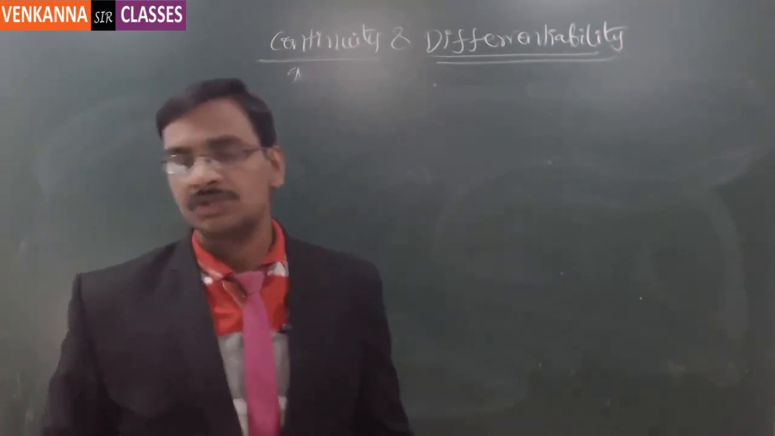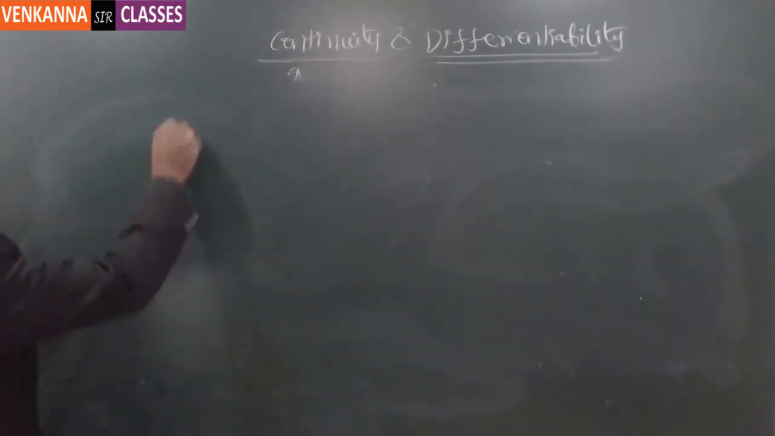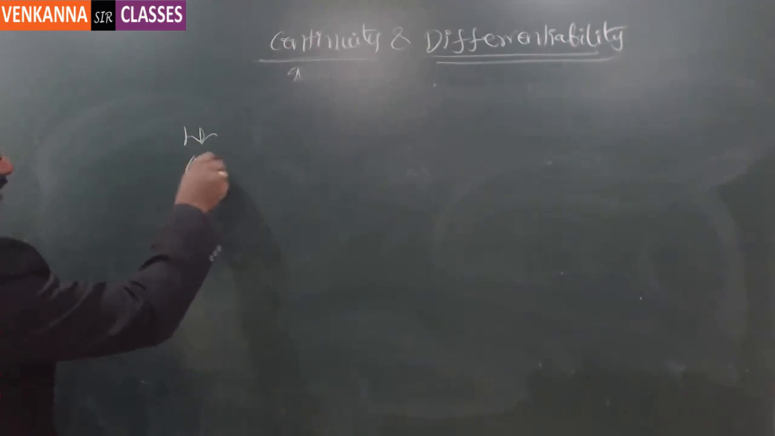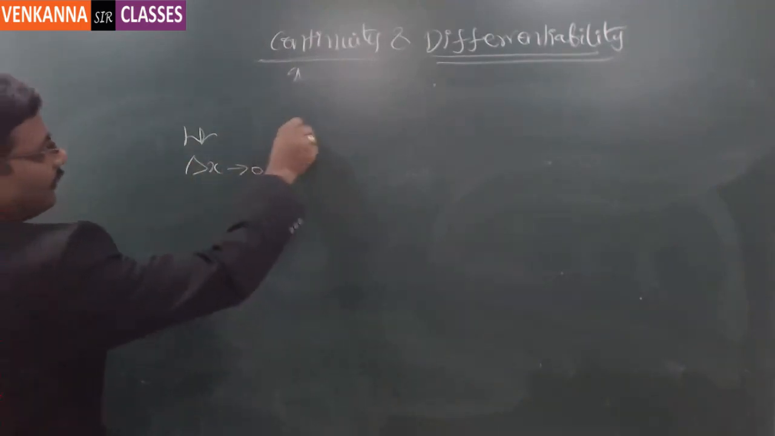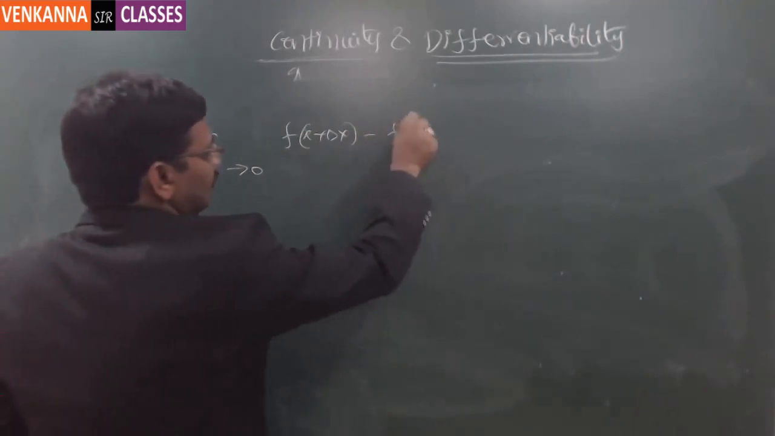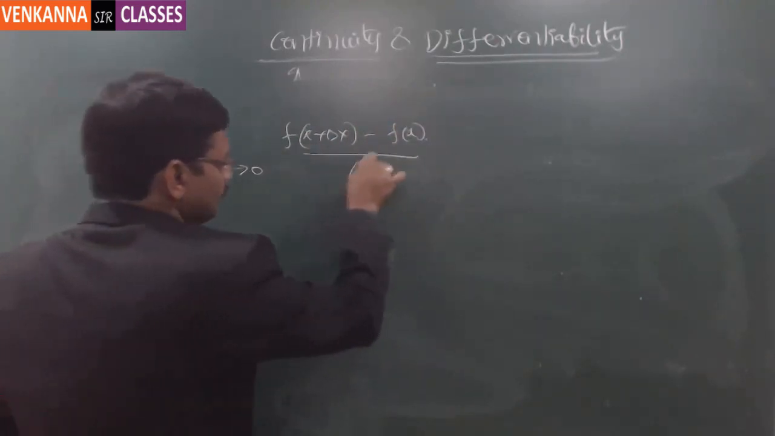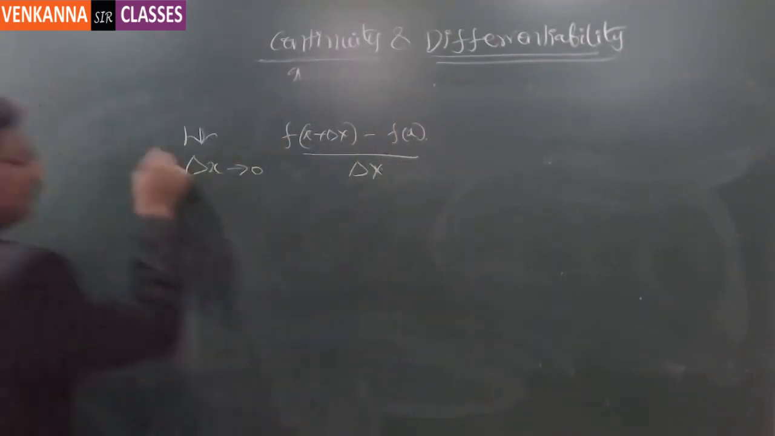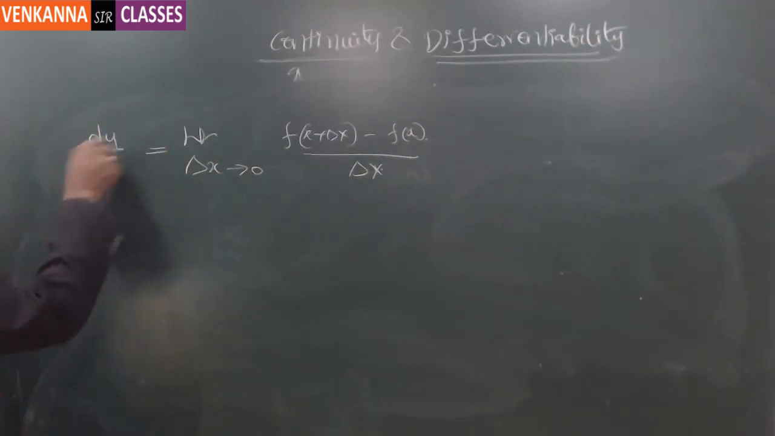Got it? So the changes of the function, that is limit delta x tends to 0, f of x plus delta x minus f of x divided by delta x. This is how a derivative is defined. This is the definition of dy by dx, the fundamental definition.